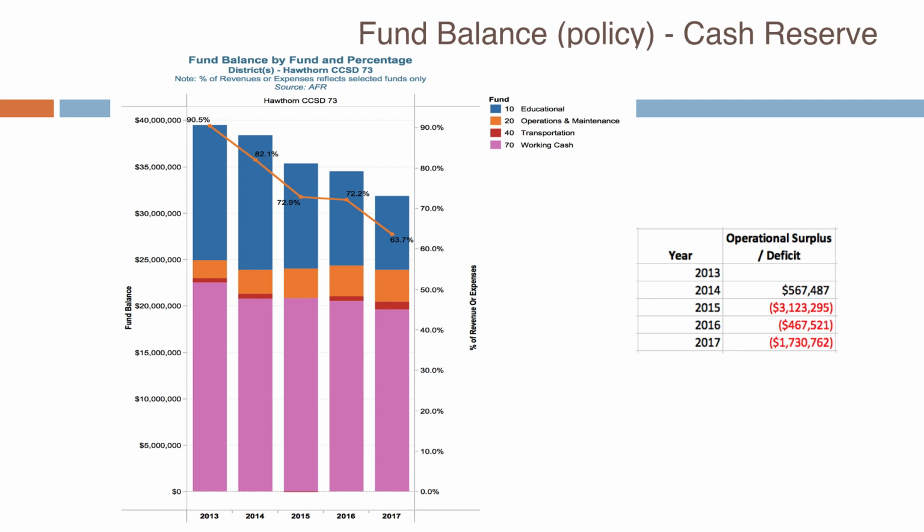The following slide represents our historical fund balance trend for the Ed, O&M, transportation, and working cash funds. You can see from 2013 to 2017, we have had a negative trajectory with that trend. Our overall fund balance in June of 2017 was $40.2 million, of which $31.8 million was operations.